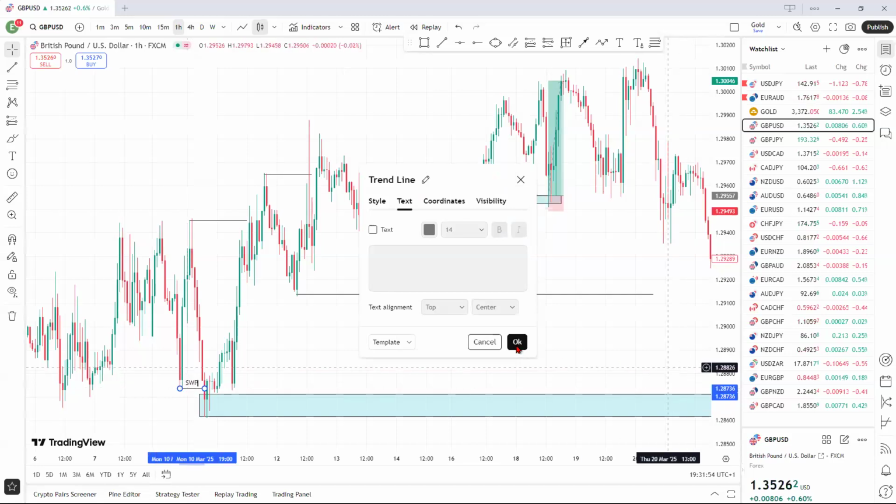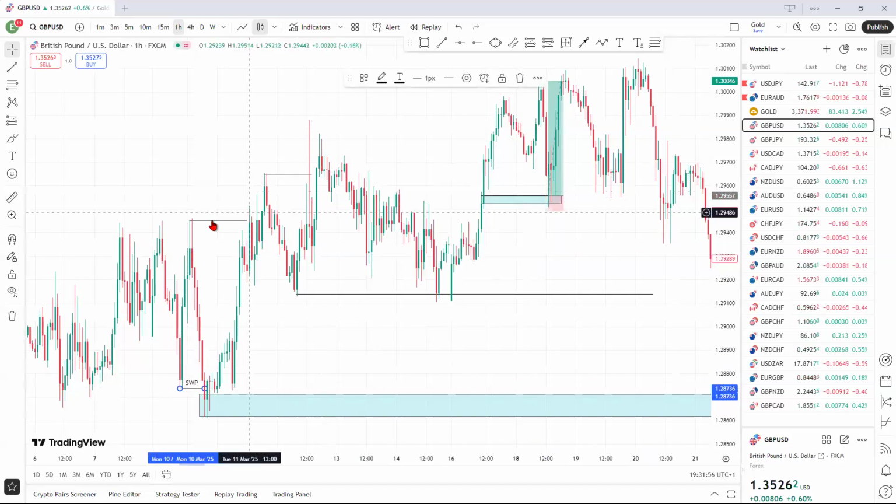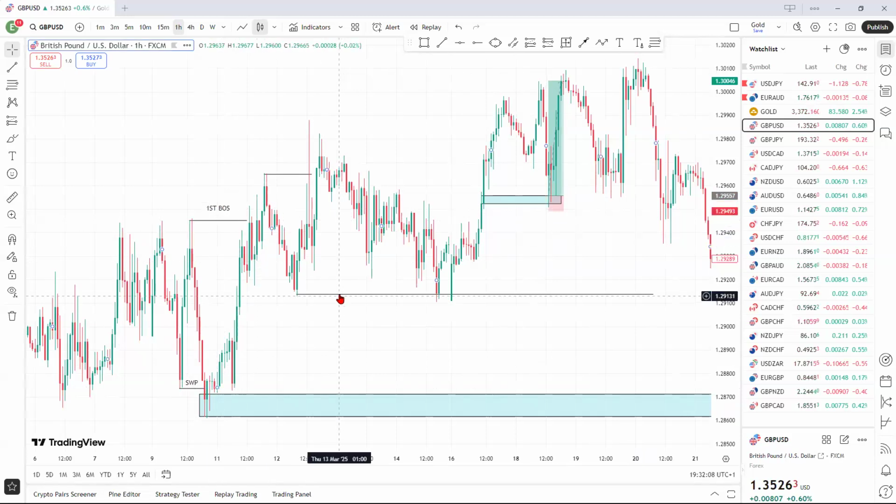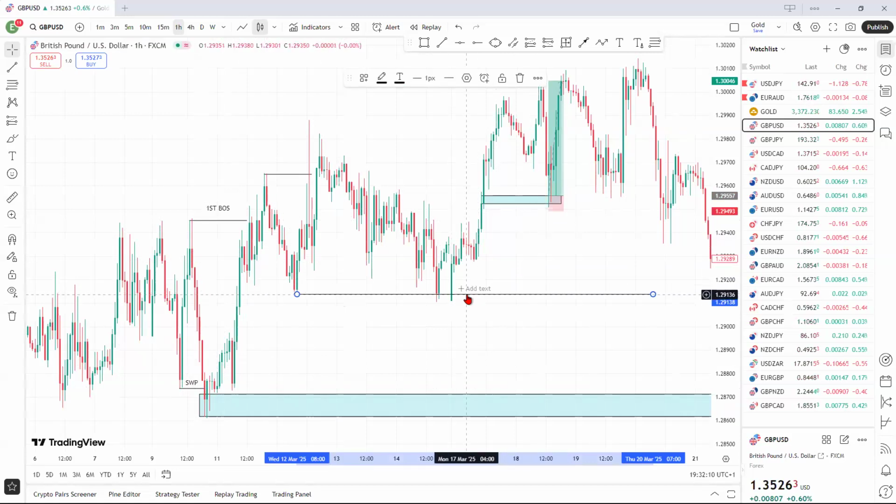This is your sweep of liquidity. This is your first break of structure, and this is your structural liquidity. This structural liquidity was caused by your retracements. So this is your structural liquidity or inducement.